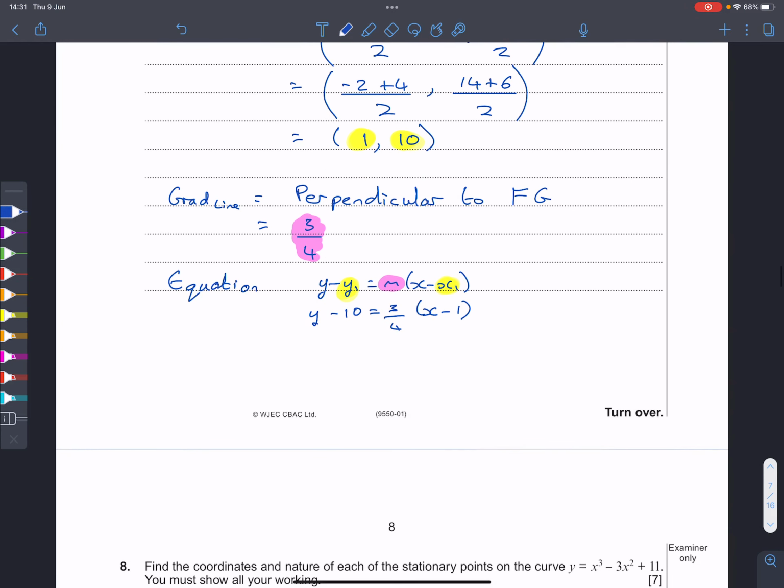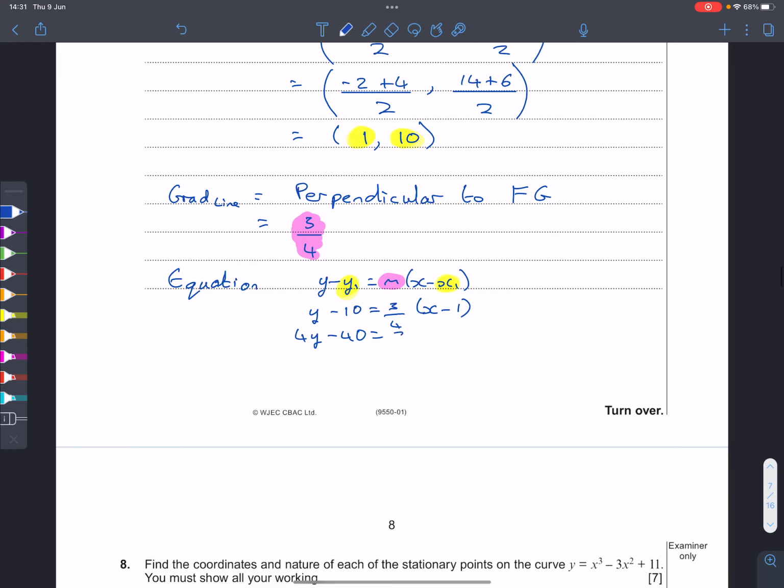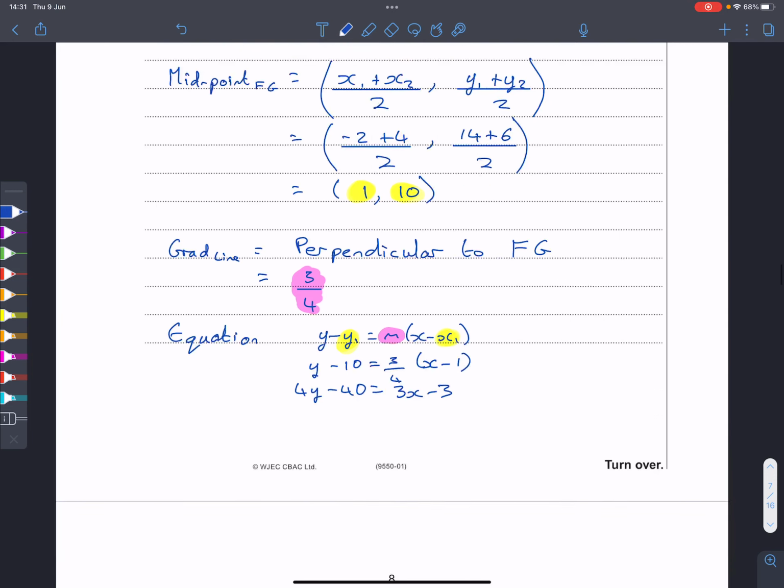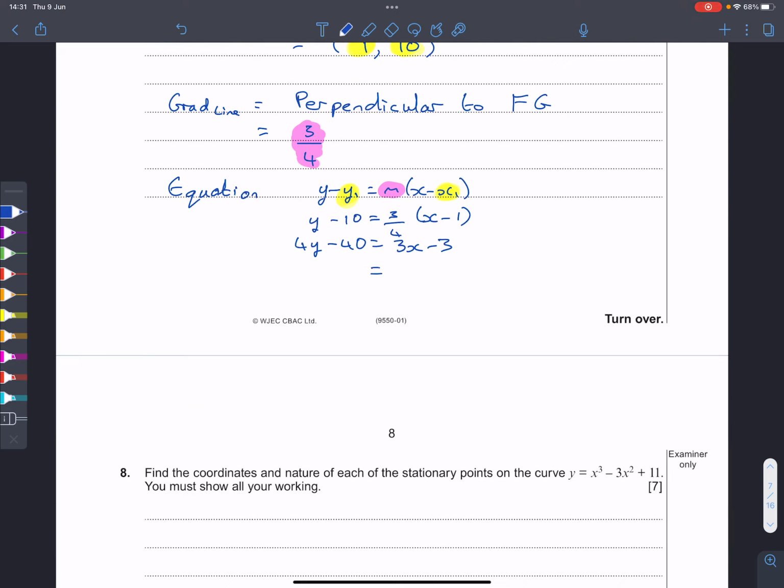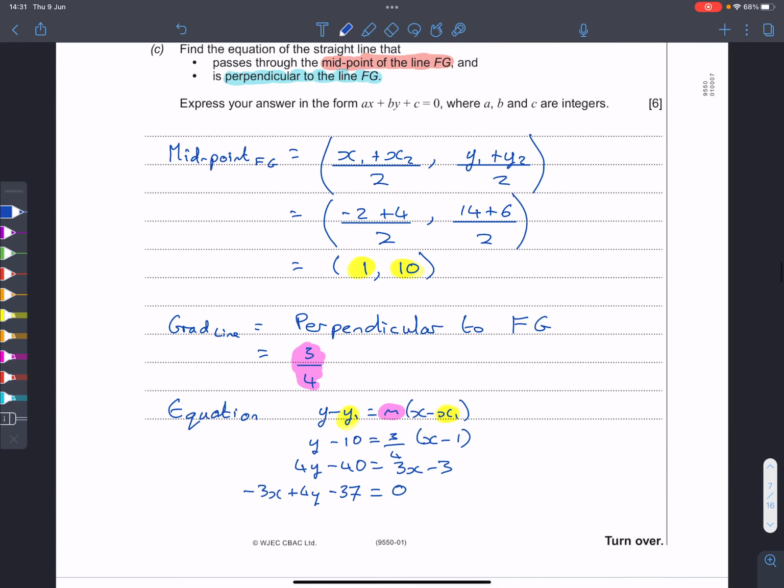So let's start by multiplying through by this 4. So I get 4y minus 40 equals, and if the 4 is gone, I can expand this bracket by 3. So I get 3x minus 3. So we want ax plus by plus c, so let's make that equal to 0. So I can get negative 3x plus 4y, and if I add 3 to both sides, I get negative 37. And that's in the format that they want. So a, b, and c are integers, and it's in the right format.